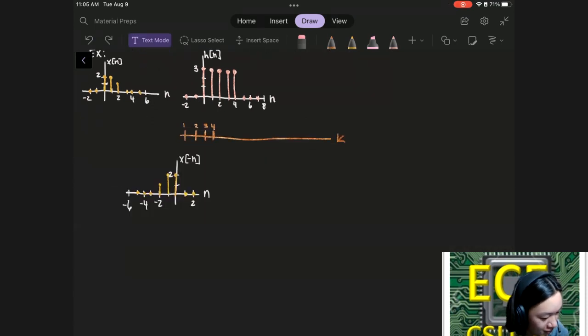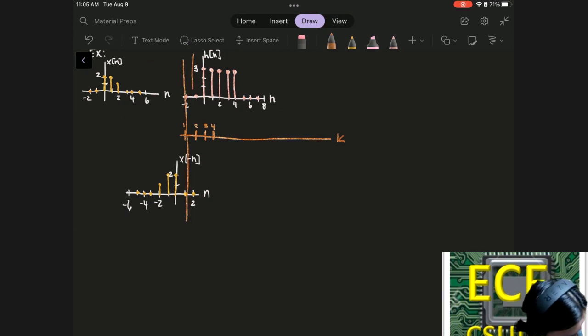Okay, it's overlapping by these 2 points. So that's what it means. That's why k is called lag, because you're lagging. You're slowly overlapping the two functions, and it lags by that much.